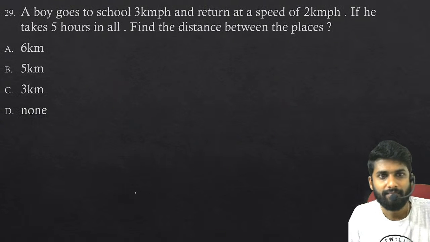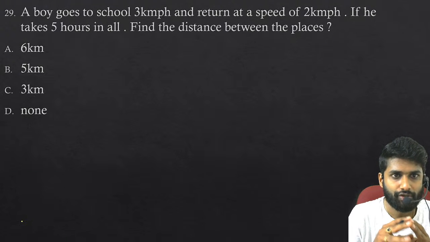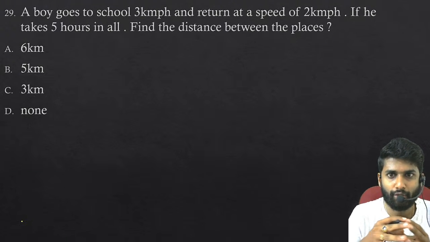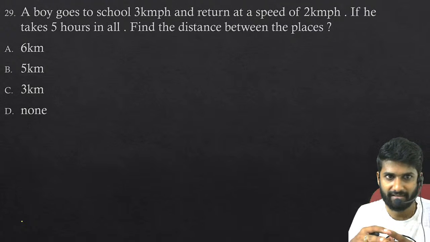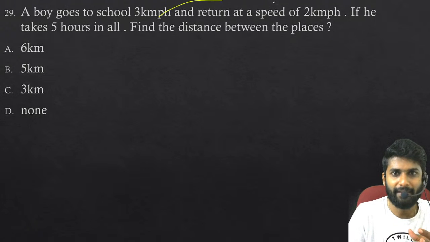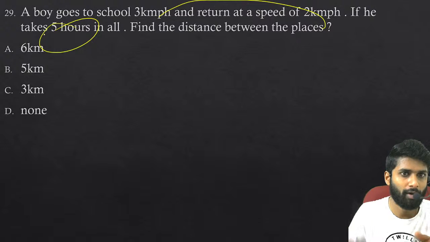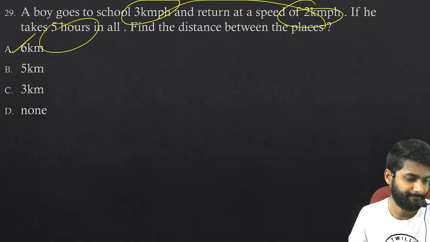Next, last question. A boy goes to school at 3 km per hour and returns at 2 km per hour. If it takes 5 hours in all, find the distance between the places. Simply, guys, 3 plus 2 is equal to 5 hours time, no problem. If you want the distance, it means the LCM of these two numbers, so the answer becomes 6 kilometers.